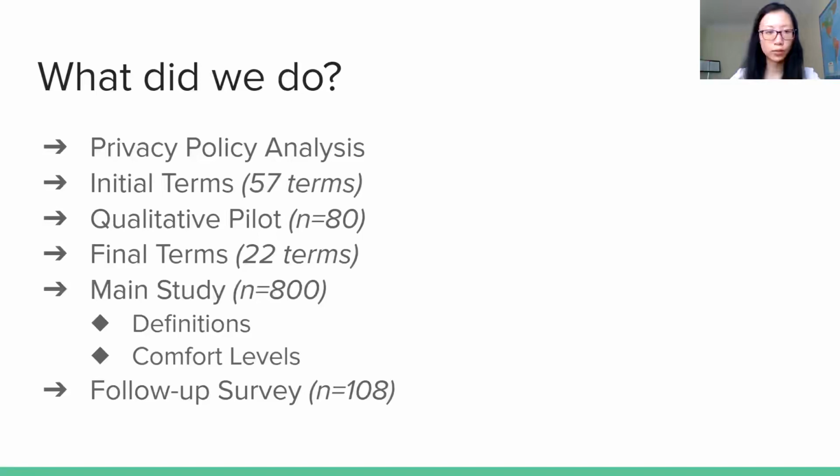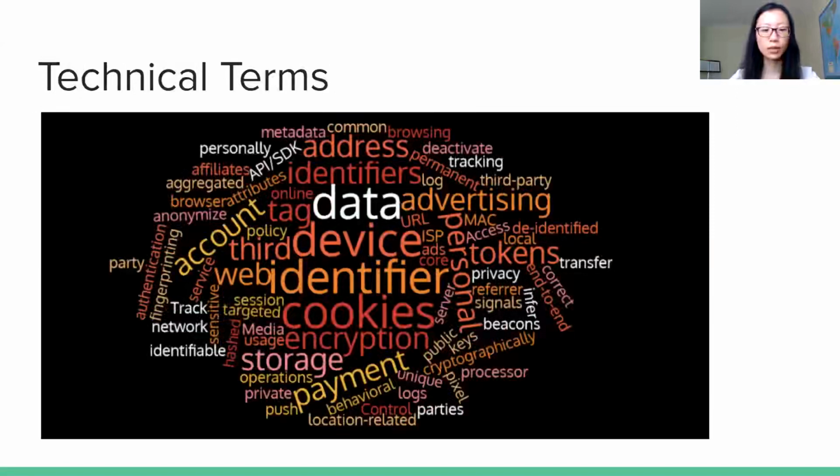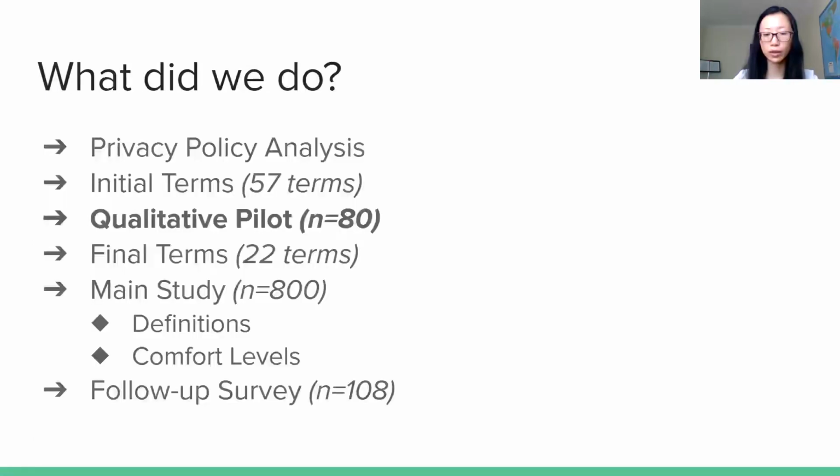And so let's go into more detail about the privacy policy analysis and how we got our terms. We read the privacy policies of the top 10 English language sites from alexa.com. And from there, we identified 57 terms of interest. These 57 terms were validated with an automated analysis of over 3,600 English language privacy policies. And so all terms that appeared in our corpus 500 times also appeared in our pilot study. And so now that we have these terms, it was time to run our pilot study.